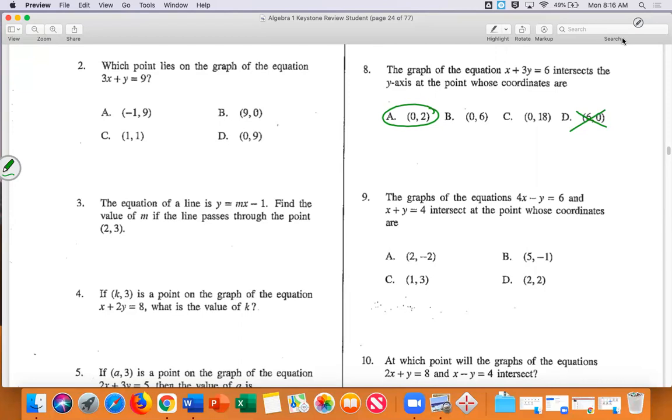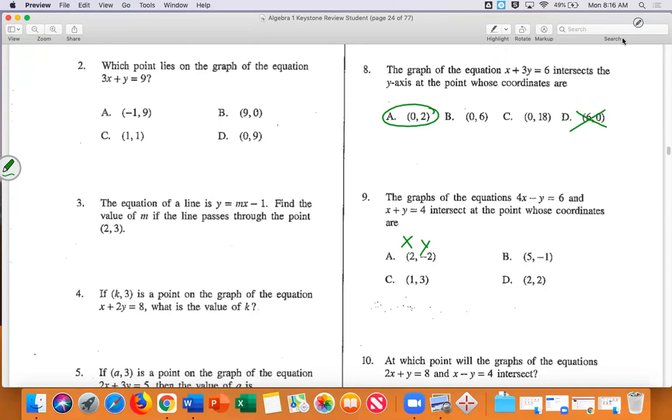All right. Let's go with Jordan. Number 9, the graphs of the equations 4x minus y equals 6 and x plus y equals 4 intersect at a point whose coordinates are what? Now, do you know what it's asking here? It's asking you to find the point where they cross, right? Where they're balanced. How did you do this? So you labeled it, right? And then plugged it into each one. So Jordan labeled it, okay?